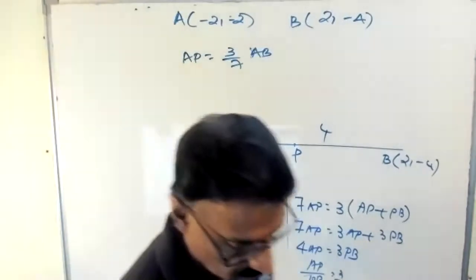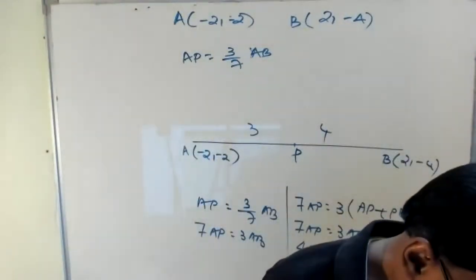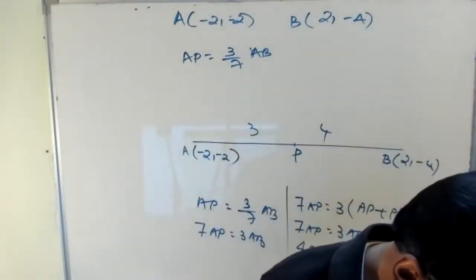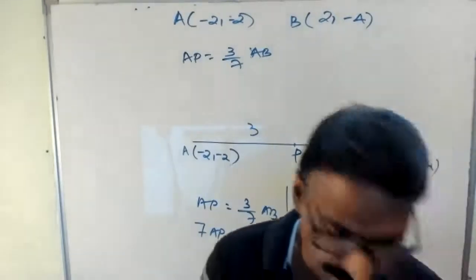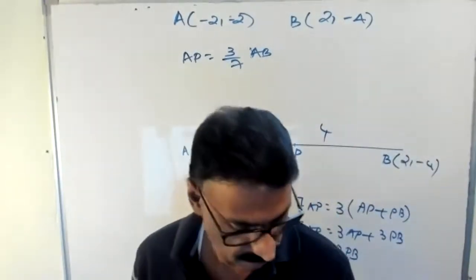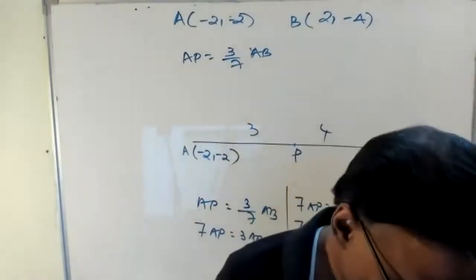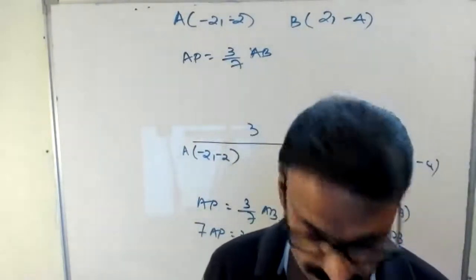Answer is -2/7 minus 20/7. -2/7, comma, -20/7.